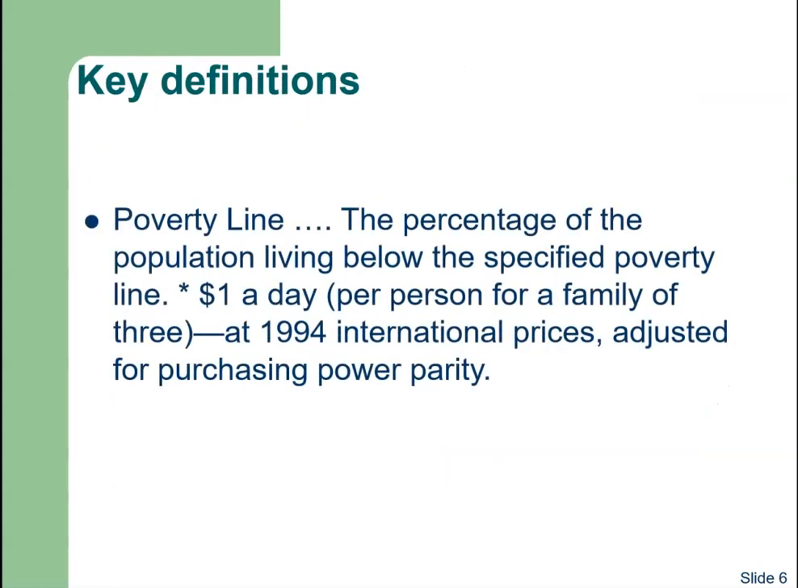So there are some key definitions, and first we discuss the definition of poverty line. According to development economists, the percentage of population living below the specified poverty line is known as the poverty headcount. For example, $1 a day at 1994 international prices adjusted for purchasing power parity is known as the poverty line. So if a percentage of the population lives on less than $1 a day, then these people are known as those who are below the poverty line.